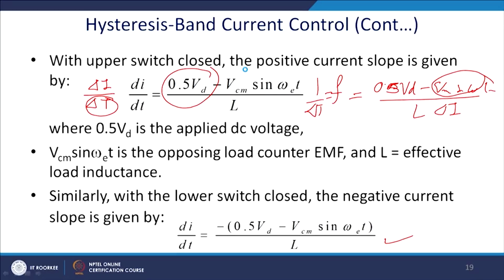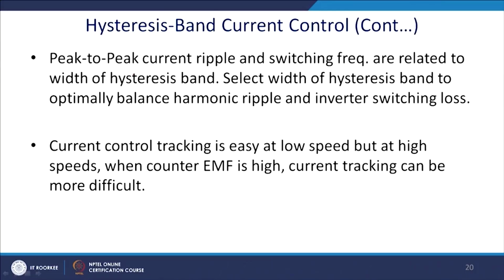So, one disadvantage is that it is not a constant frequency operation. Designing the filter for it is painstaking. So, let us see what happened here. Peak to peak current ripple and the switching frequency are related to the width of the band. Of course, because it is a ramp, the ramp will take that much time. Select the width of the hysteresis band to optimally balance the harmonic ripple and the converter switching losses. That is a very important thing we have to keep in mind.